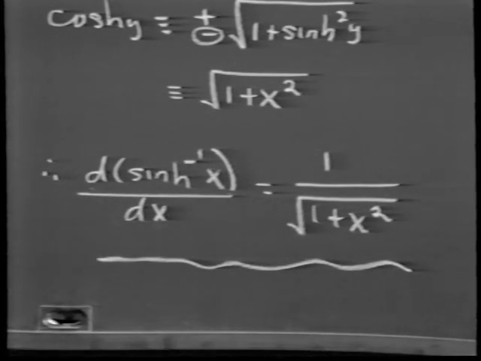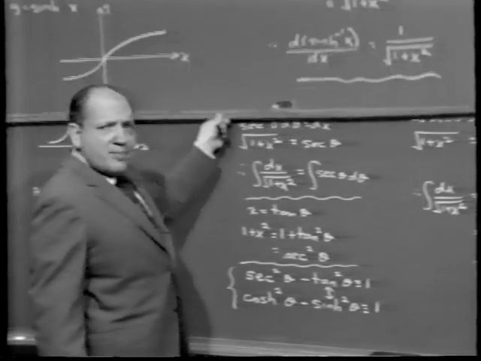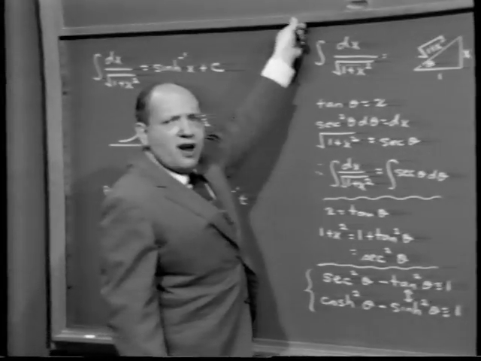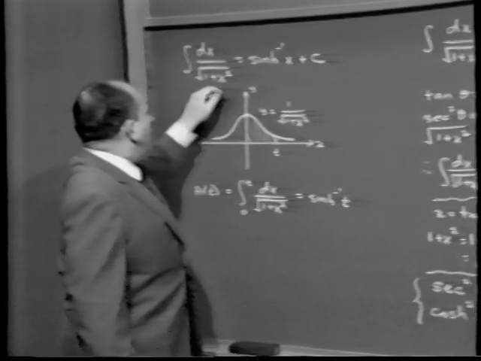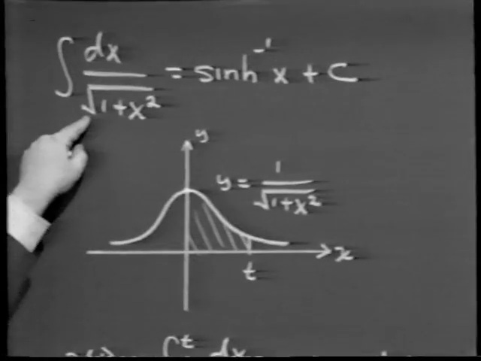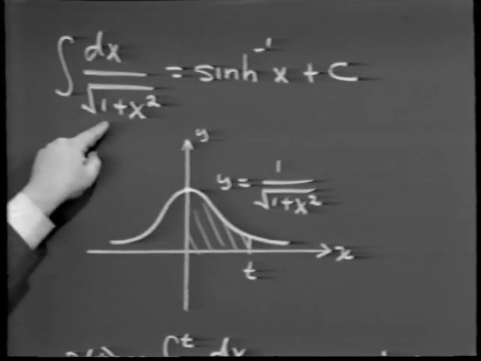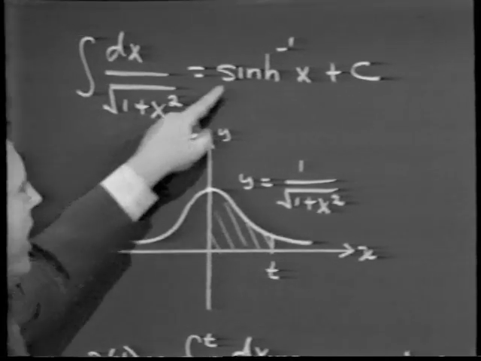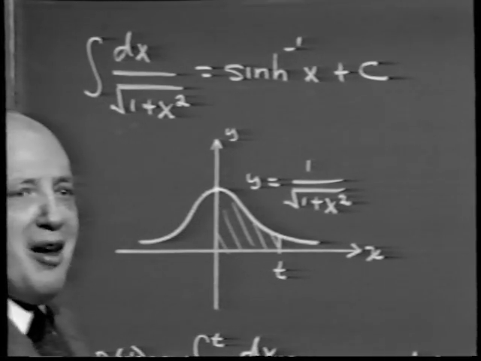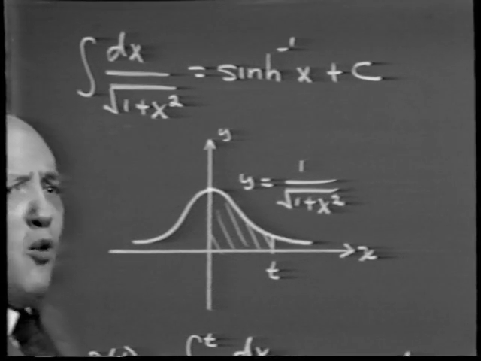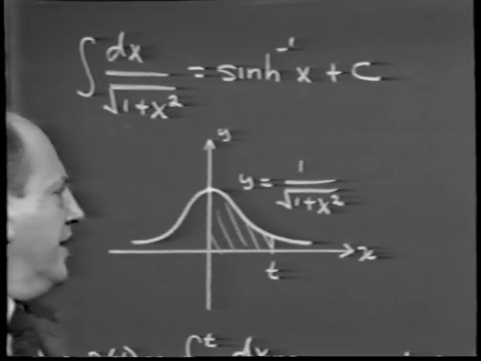In other words, stated from a different perspective and using our language of the indefinite integral, what we have here is that the indefinite integral dx over the square root of 1 plus x squared is inverse hyperbolic sine x plus a constant. Now, what does this mean, say, geometrically?